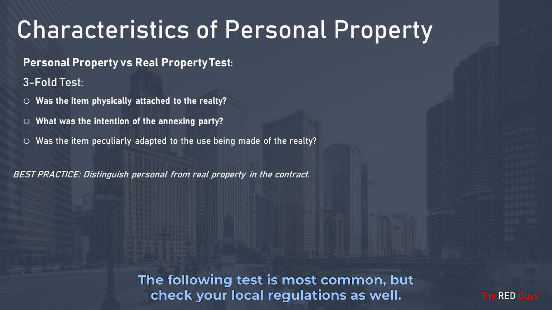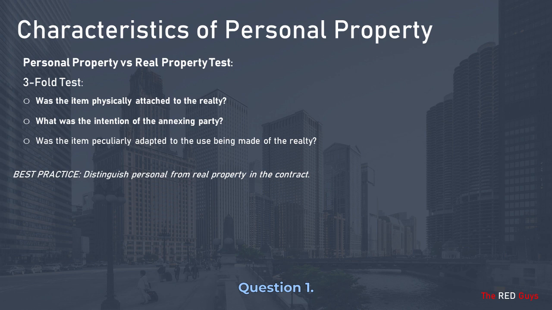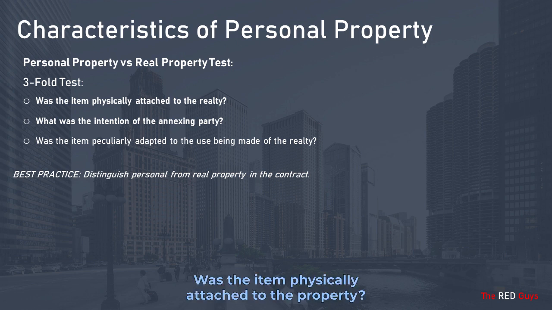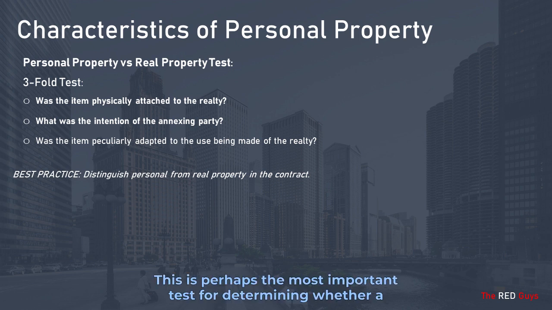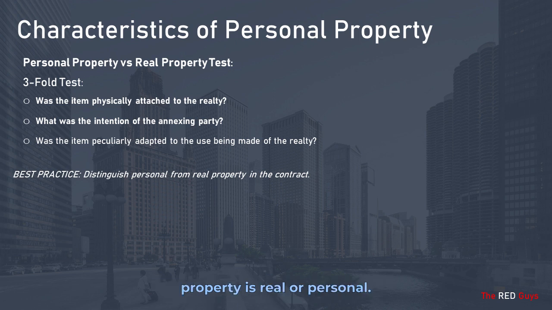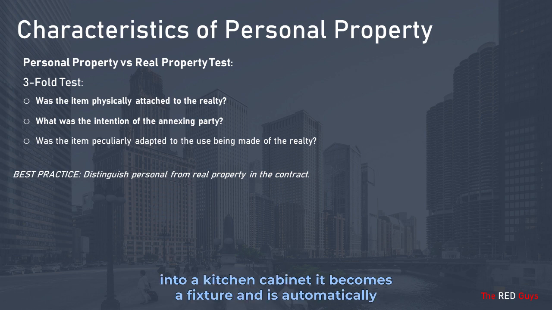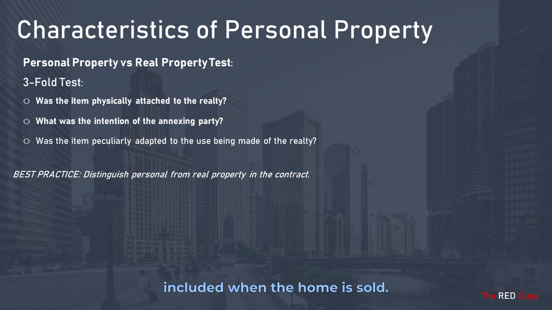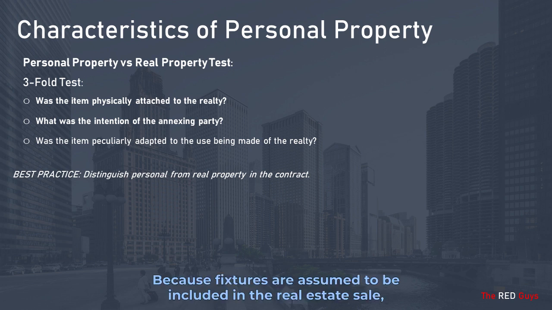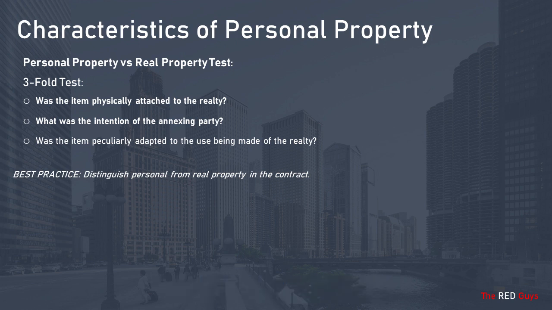The following test is most common, but check your local regulations as well. Question 1. Was the item physically attached to the property? This is perhaps the most important test for determining whether a property is real or personal. For example, a stove is personal property. However, when it's built into a kitchen cabinet, it becomes a fixture and is automatically included when the home is sold. Because fixtures are assumed to be included in the real estate sale, no special itemization is required.